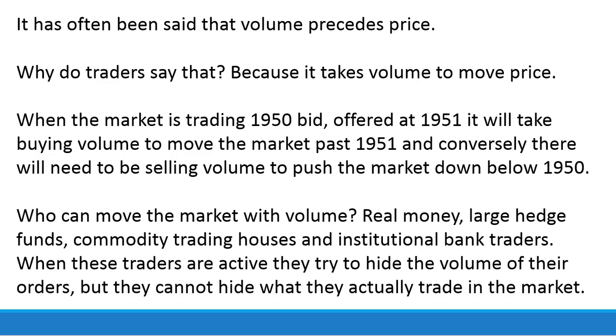When the market is trading 1950 bid, offered at 1951, it'll take buying volume to move the market past 1951, and conversely, there would need to be selling volume to push the market down below 1950. If the market's offered at 51, if you're going to trade 52, first someone's got to buy the 51s and then buy the 52s. If we're going to go down, trade 1949, 1948, someone's got to sell the 50s, sell the 49s, to get down to 48.